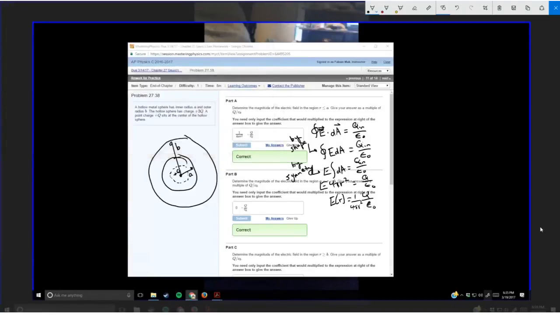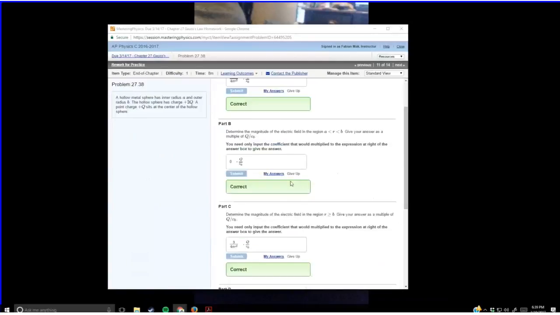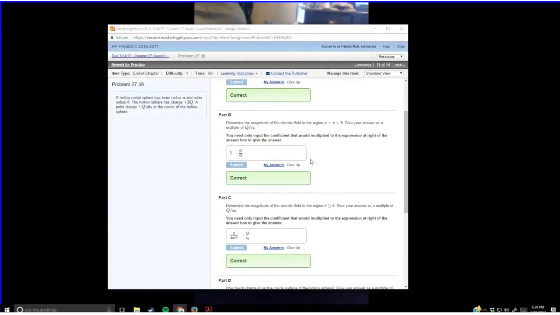So we can look at the next part. What is the electric field in the region inside the metal sphere, between A and B? That's just 0, right? Because if it's a conductor, there should be no electric field in the conductor.